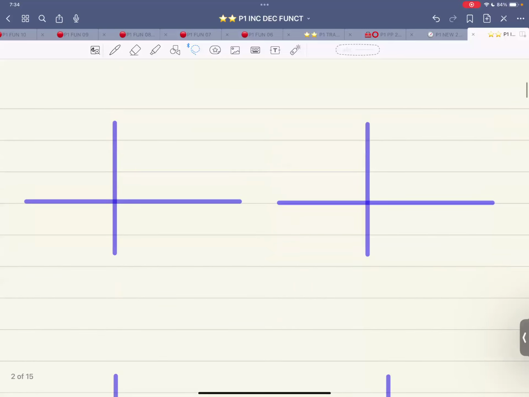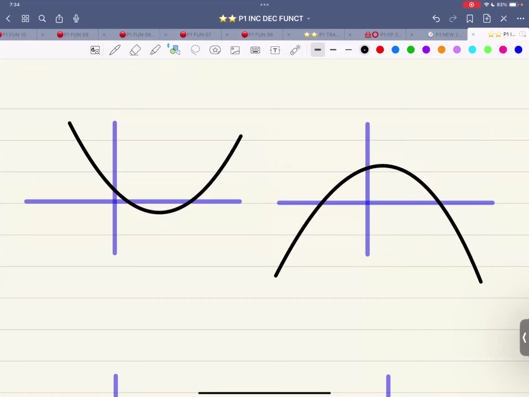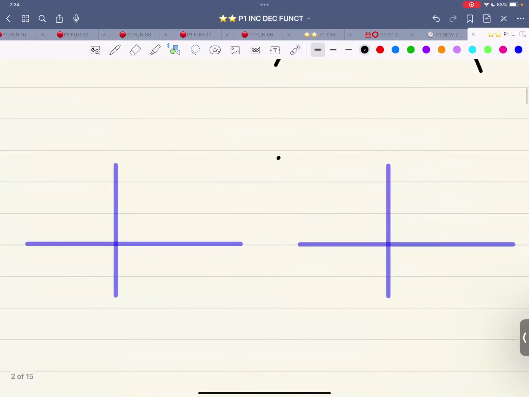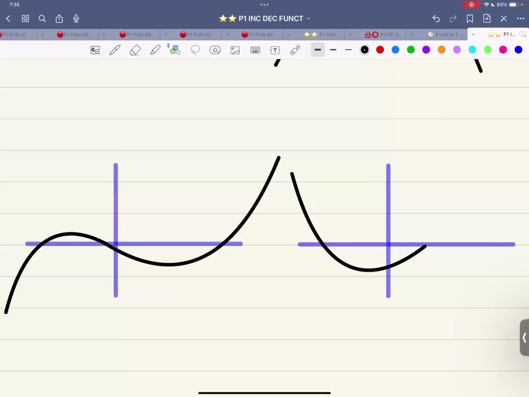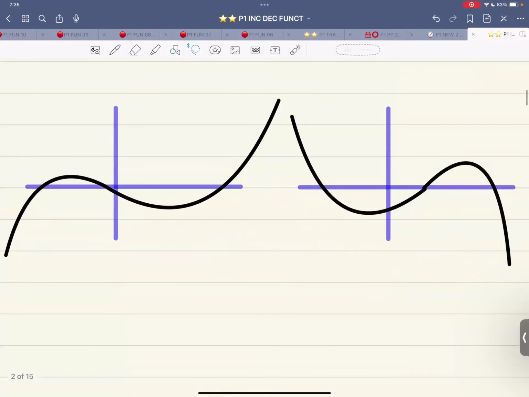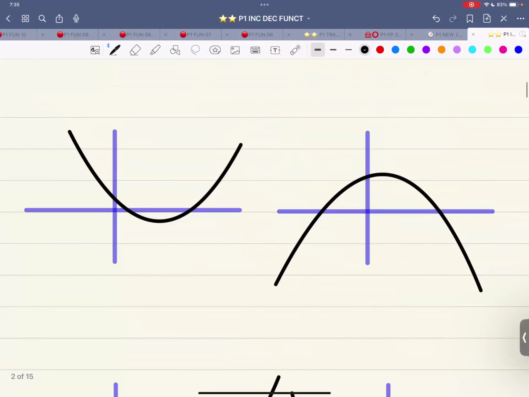Now let me draw a quadratic graph. So I have drawn a quadratic graph like this. I have drawn another quadratic like this. I have drawn a cubic like this and a cubic like this, and one cubic going this way and then going this way. Let me just adjust it. Okay, that's perfect. Now what we see is that we see two quadratics and two cubics.